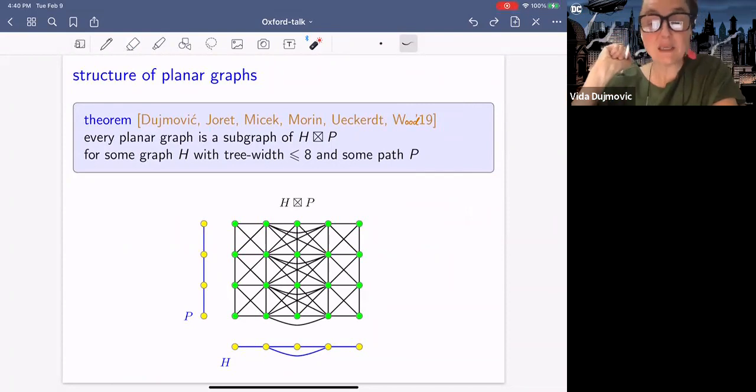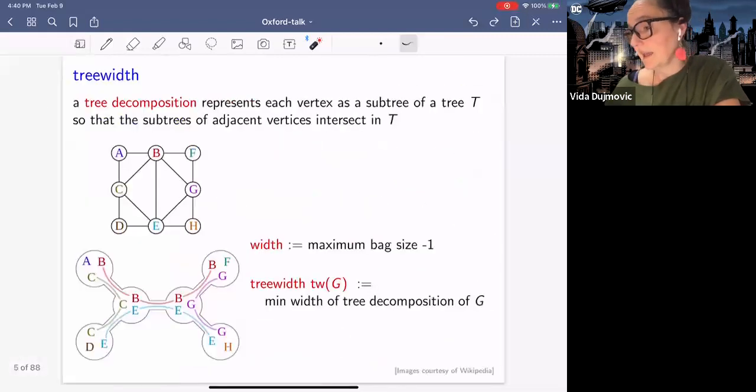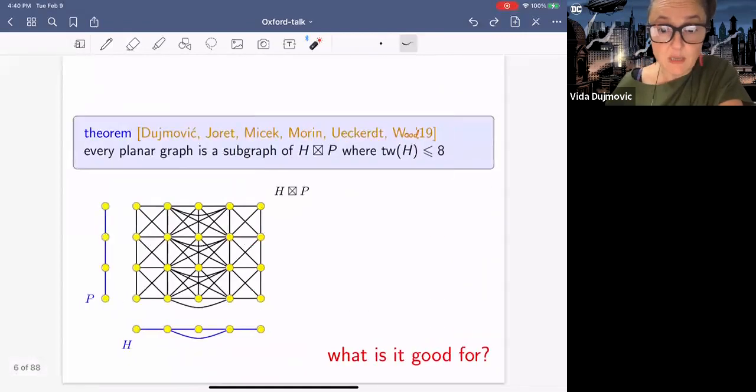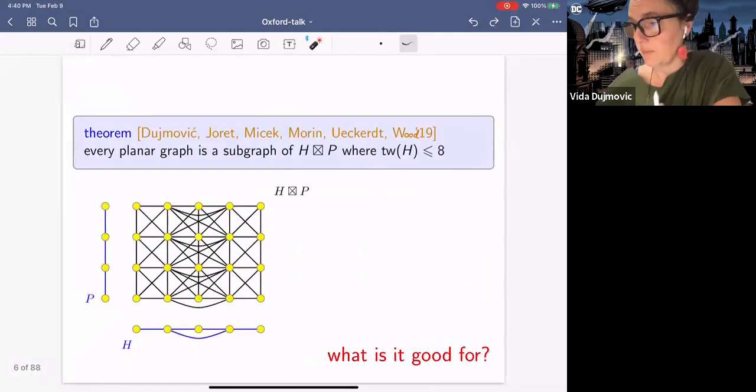What we have here is that planar graphs are products of a path and a graph of treewidth at most 8. So they're a subgraph of such a graph. Okay, so how would you use this? Again, I'm not going to define treewidth, but there is in my slides some sort of a definition if you would like to look at it before.